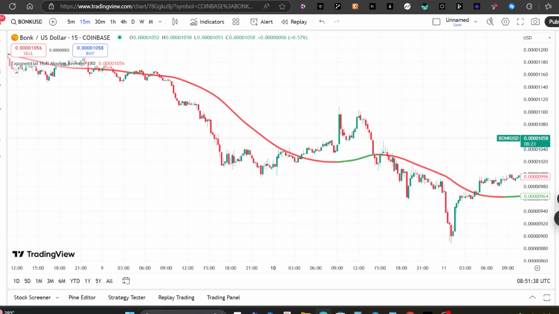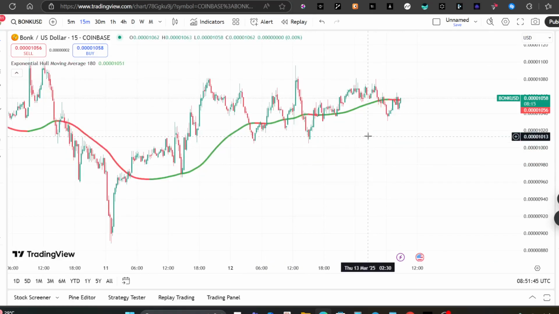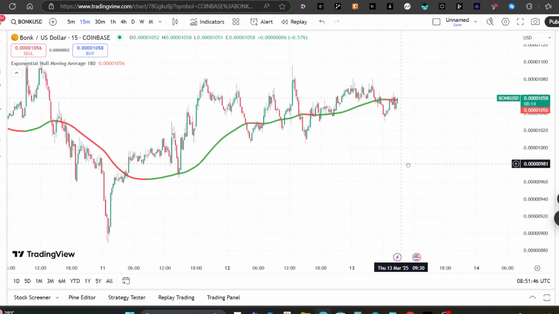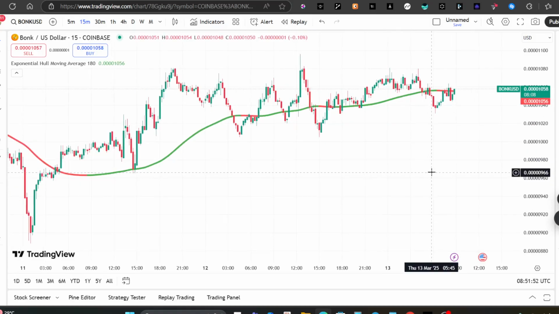It is a unique blend of two popular indicators, the exponential moving average and the Hull moving average. Now, the EMA is great at reacting quickly to price, but it can still be a bit choppy. The HMA, on the other hand, is super smooth, but sometimes a little slow. So the EHMA combines the best of both worlds. It keeps the smoothness of the HMA while responding faster like the EMA. So why does this matter?